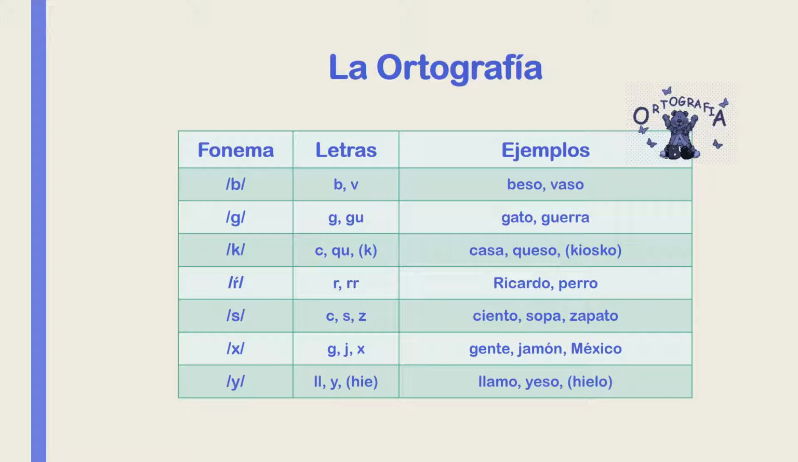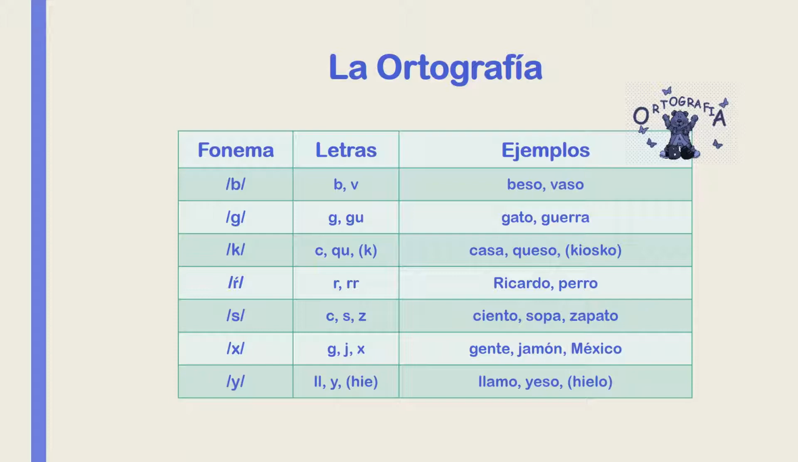Then S, three possibilities: C, S, or zeta. We've talked about this a little bit, and we're talking about General American Spanish, not Spain. So siento, sopa, zapato. Remember that the letter Z is never the sound Z in Spanish, zapato.